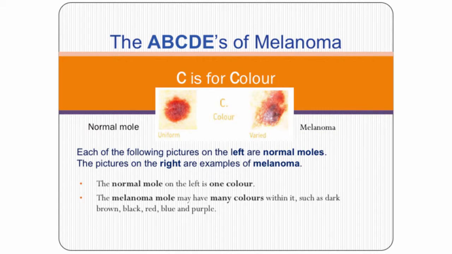C is for color. That's an easy one to remember, I think. So the normal mole on the left is one color, whereas the melanoma mole may have many colors within the mole. So looking at your moles, it's really worth a second check. Check deeply into your skin, into the moles. And you can see that the melanoma mole could have many colors within it. It could be dark brown, black, red, purple, white. Different colors within the mole could be indicative that there's something going on with the mole.